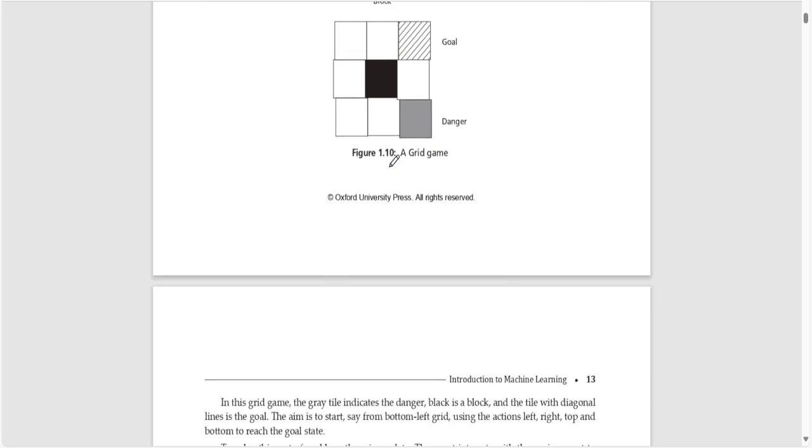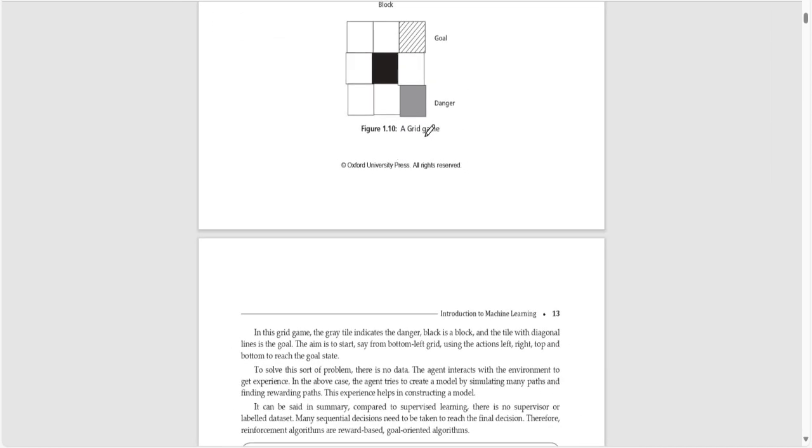So we'll take this grid game example. In this grid game, the gray tile is danger. The black is a blocked tile, and here you have to reach the goal grid, which is the diagonal line. The aim is to start from the bottom left grid. The machine will interact with its environment, and it will take all the possible left, right, and top paths to reach this state.